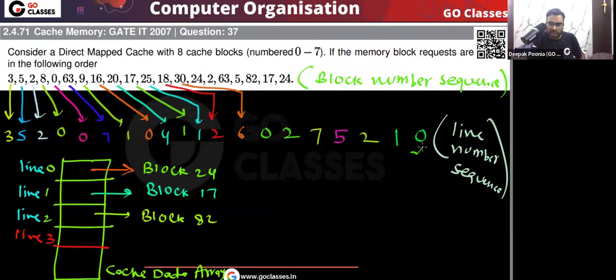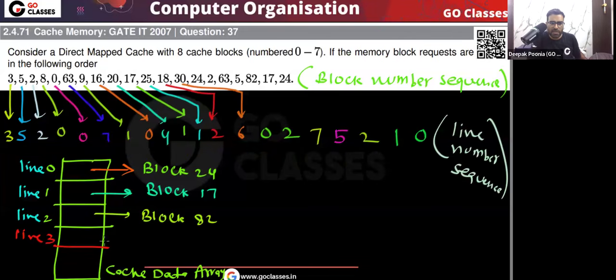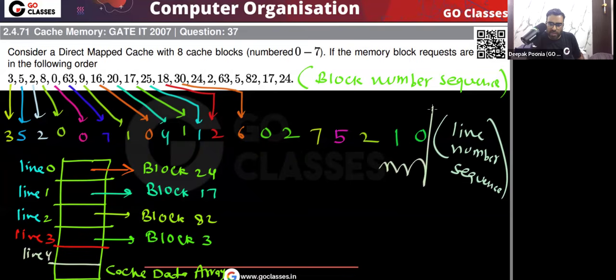So let's see. From the end, you keep going. From the end, can you see 3 anywhere? Yes, 3 we see here. So remember, in line number 3, block number 3 will be there. Yes or no? Is this clear? What about line number 4? Just keep going from the end. Yes, 4 is here, so that means 20. Block number 20. At the end, in line number 4, there will be block number 20.